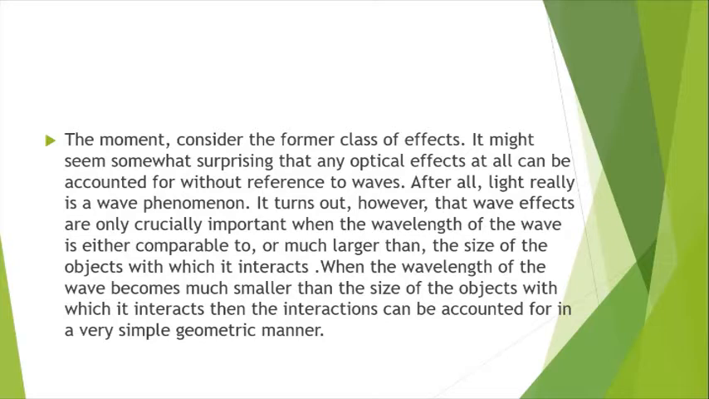So the effect of the wave is only crucially important when the wavelength of the wave is either comparable to or much larger than the size of the object which it interacts with. When the wavelength of the wave becomes much smaller than the size of the object it interacts with, then the interaction can be accounted for in a very simple geometric manner. Okay?